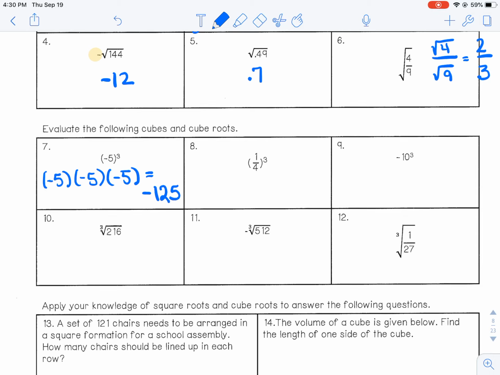1/4 raised to the third power. Again, notice the parentheses are around the whole fraction. That would be 1 to the third power over 4 to the third power. Okay, well, you know that 1 times 1 times 1 is equal to 1. And 4 to the third power, 4 times 4 is 16, times another 4 will give us 64.